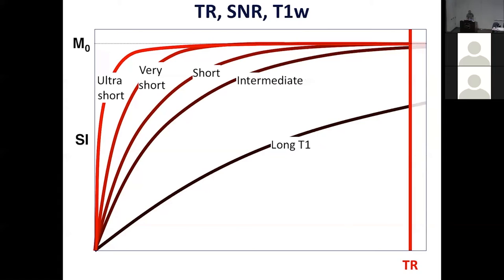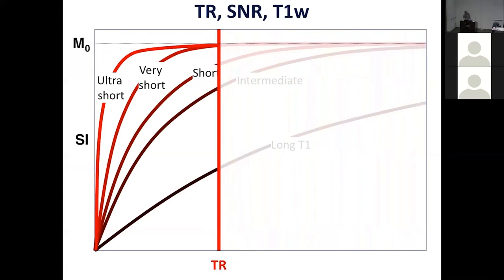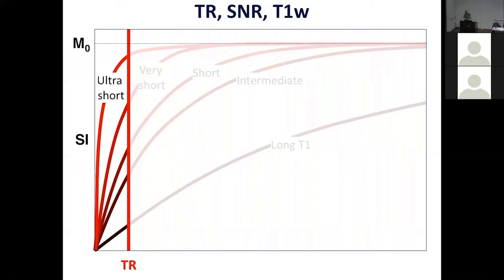Let's see what happens when we shorten the TR. As we shorten the TR, what I want you to be thinking about is, are we starting to separate these tissues from one another, and what's happening to the signal to noise? So let's shorten the TR. And as we shorten the TR, you can see that the signal is going down, but notice that we're now able to separate these tissues. And when we do a very short TR, some of these tissues have very poor signal, but notice that we've now separated all the tissues from one another. So our T1 weighting is very high, but our signal to noise can be quite low.